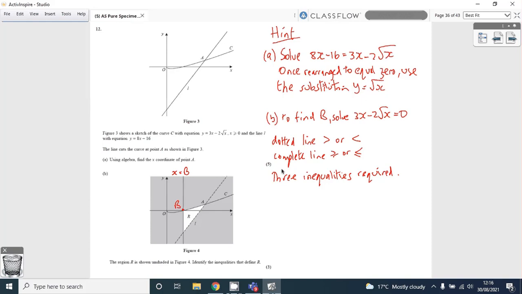Now for part B, we're going to need to have 3 inequalities involving the curve, the dotted line and the solid line. Remember that where it's a dotted line, we use either greater than or less than, whereas with the solid complete line it's greater than or equal or less than or equal. Now, the third inequality is going to include this vertical line here, which is where the curve equals 0. So to find point B, solve 3x minus 2 root x equals 0.